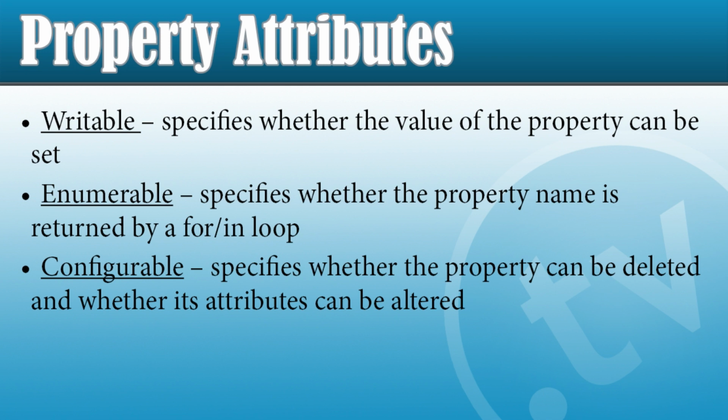These are the property attributes. There is writable, which specifies whether the value of the property can be set. Enumerable specifies whether the property name is returned by a for loop. Configurable specifies whether the property can be deleted and whether its attributes can be altered.